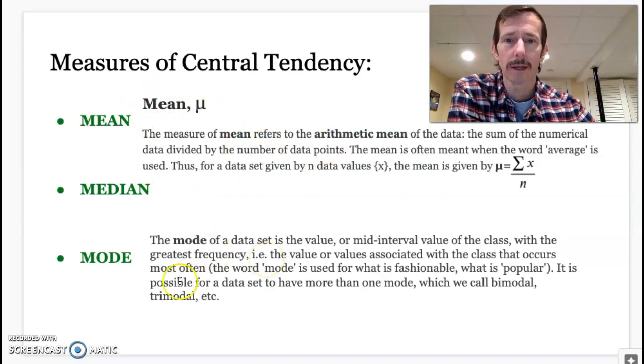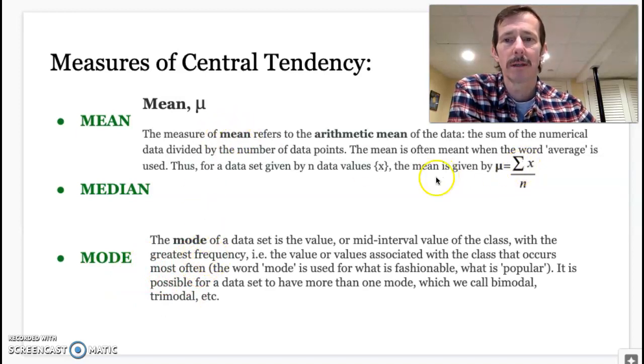Mode, we already alluded to that. That is the value that occurs the most often. It is important to know that you might have more than one mode. You might have two values that occur of equal frequency and more than everything else. So that'd be bimodal. At 3, it'd be trimodal, etc. So mode is the easiest to see on a bar or histogram. Mean, you got to crunch the numbers.